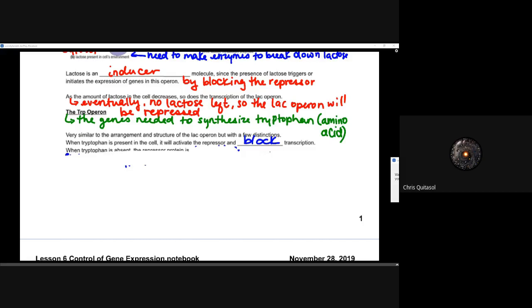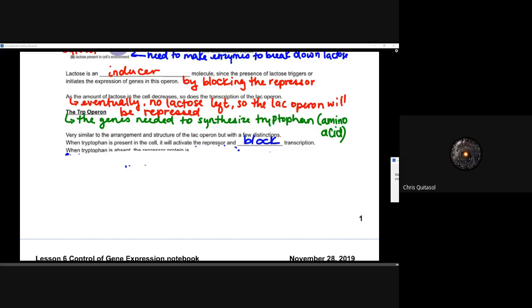When lactose is present, it will promote that transcription of those genes. However, when tryptophan is present, it will actually activate that repressor and block transcription. So that might be a really good compare and contrast question. Wink, wink, nudge, nudge. When we look at comparing two different feedback loops of prokaryotic cells.